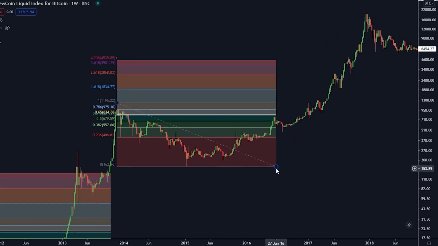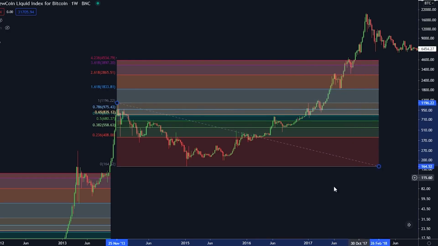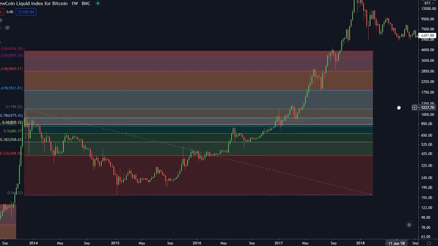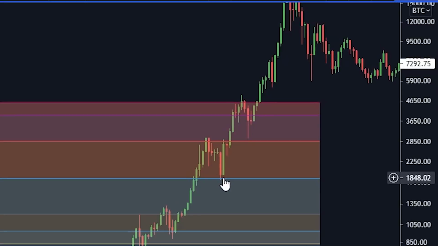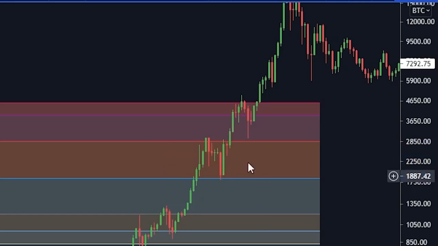Now, if we extend this, so we continue. And what can we spot here? Again, you can see that the price was respecting many of these levels, but the most important thing is that once we went into the parabolic phase, we did have that retracement down to the, again, blue line, 1.618 Fibonacci level. And this was also a brutal drop. This was a drop of 40%.